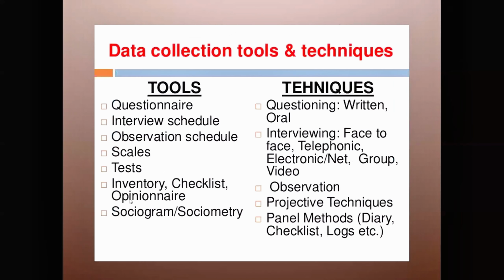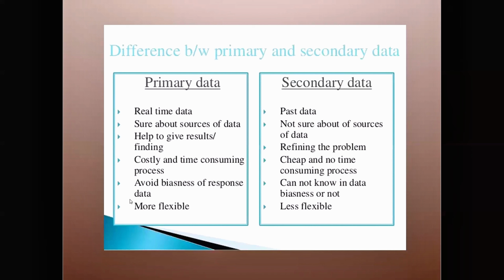Now, I want to briefly talk about the difference between the primary data and secondary data. The primary data is talking about the real-time data. You are just collecting it. It has not been processed. It has not been manipulated in any way. You just got first-hand data like that. That's primary data for you. You're sure about the source of the data. It's not as if you are doubting it.